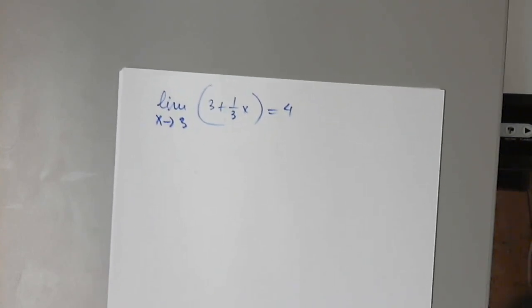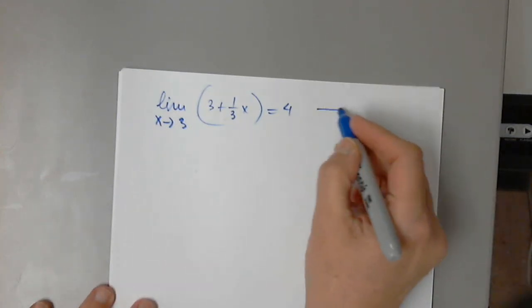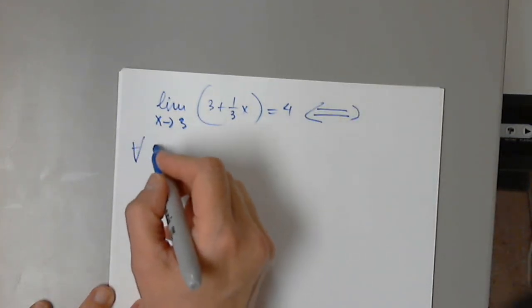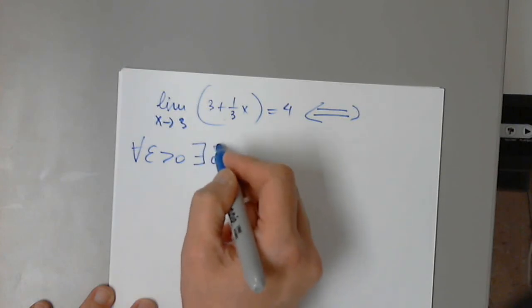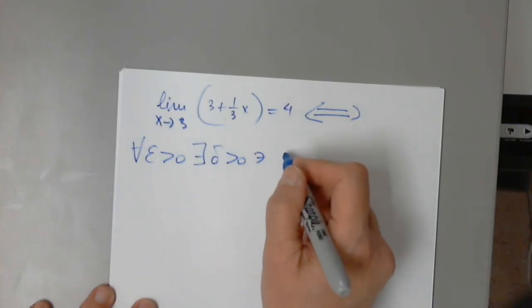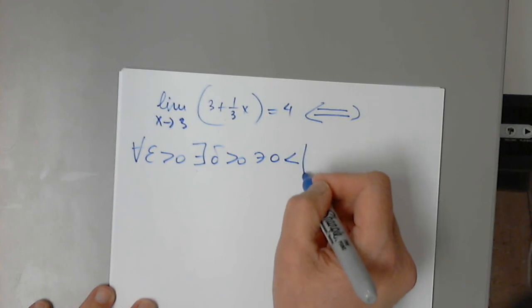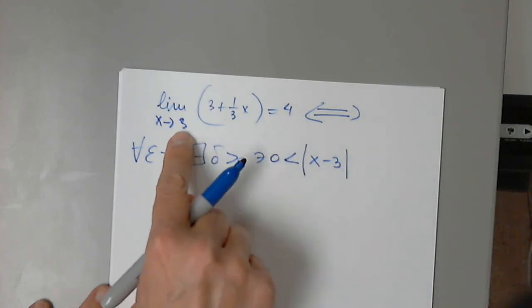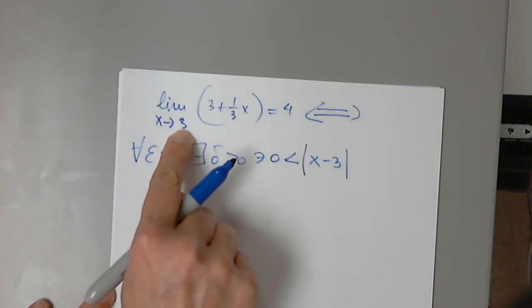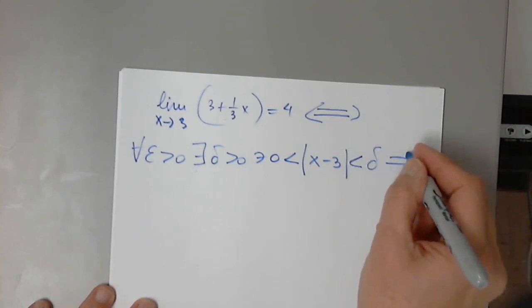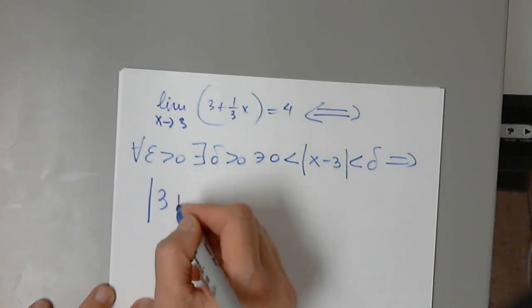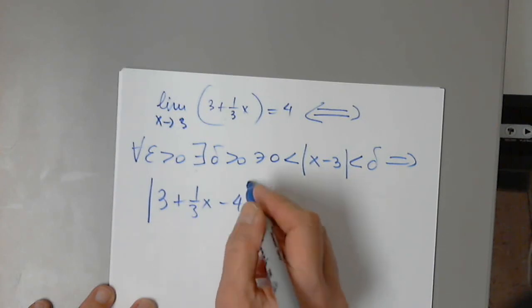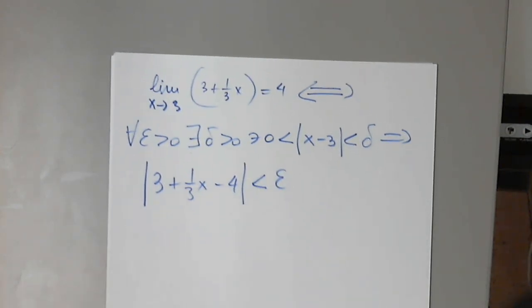Yes, that's correct. So all we have to write is that this is equivalent to: for every epsilon positive, there exists a delta positive such that every time we pick a number close to x equals 3, less than delta, this will always guarantee that the function value will be close to 4. How close? The distance is less than epsilon.